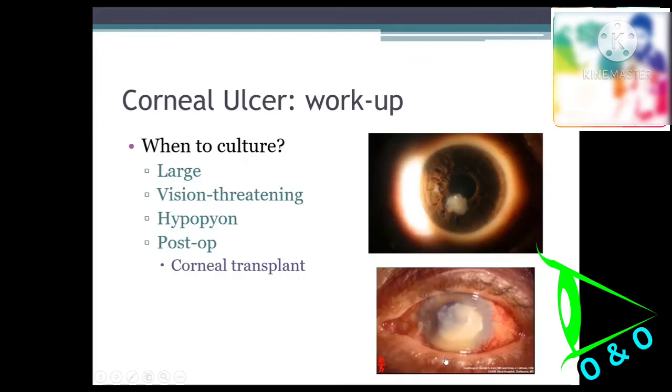So this is an example of an obviously large corneal ulcer. Maybe there's a hypopyon starting there. So this is definitely one to culture. And this is also one to culture.